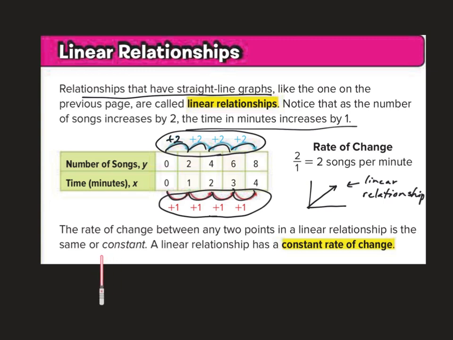What's important to know is the rate of change between any 2 points in a linear relationship is the same or constant. A linear relationship has a constant rate of change. So we've got a constant rate of change here of 2, constant rate of change here of 1. We can actually work that through and make it into a fraction. Say 2 over 1 is our relationship of number of songs to time in minutes, and that would equate out to 2 songs per minute. So we'll go through some more examples to help this make sense.